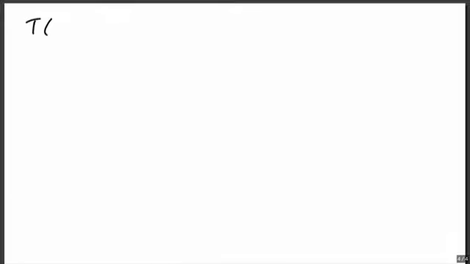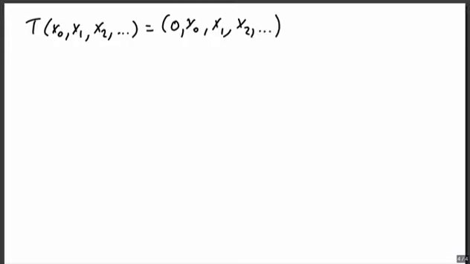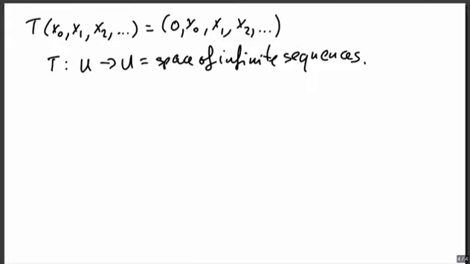Another example: T(x0, x1, x2, ...) = (0, x0, x1, x2, ...). And the space for the transformation, this is actually mapping from U to U, where U is the space of infinite sequences. I would like to mention that none of our examples are just random things here. This has actually some applications.